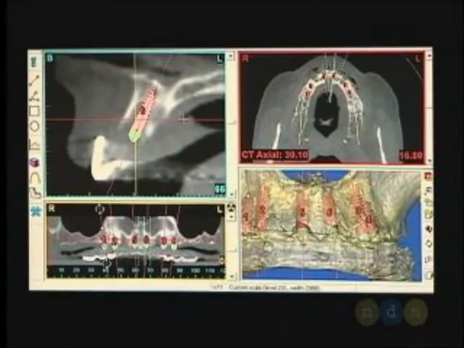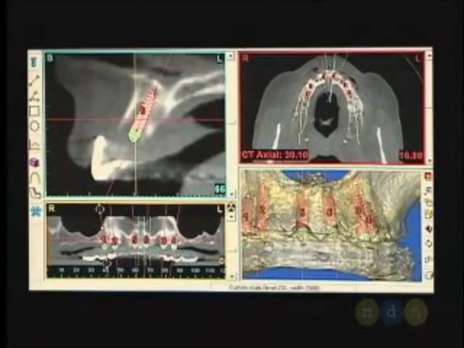Once I'm happy with this, I can download this information to their website, and they will then bring me back a stereolithic model of the maxilla. And this is what her upper jaw looks like. This is an actual rendering of her upper jaw in a plastic material. This is the sinuses. This is the front part of the jaw. Here are the extraction sites.